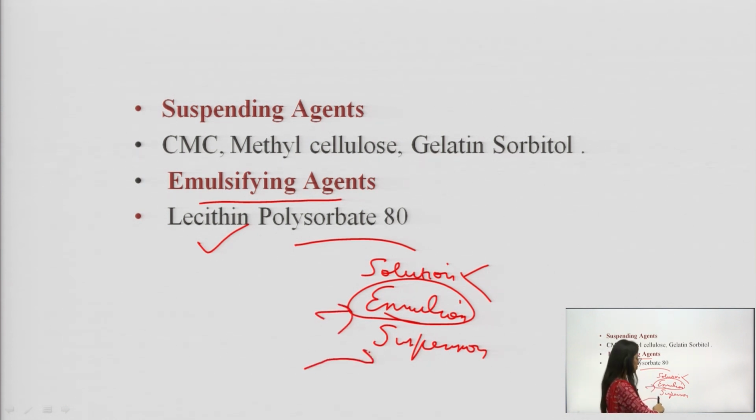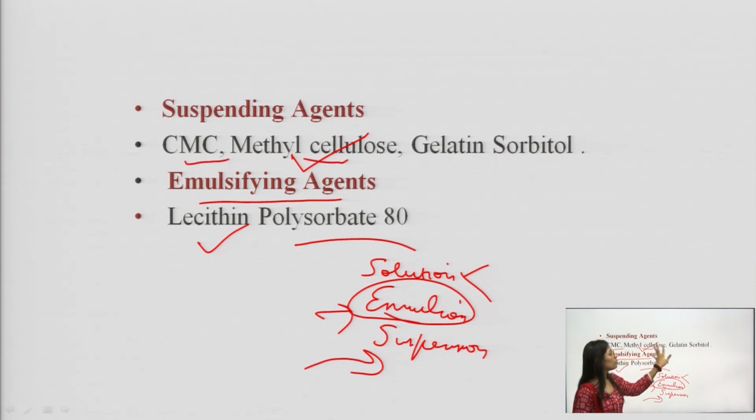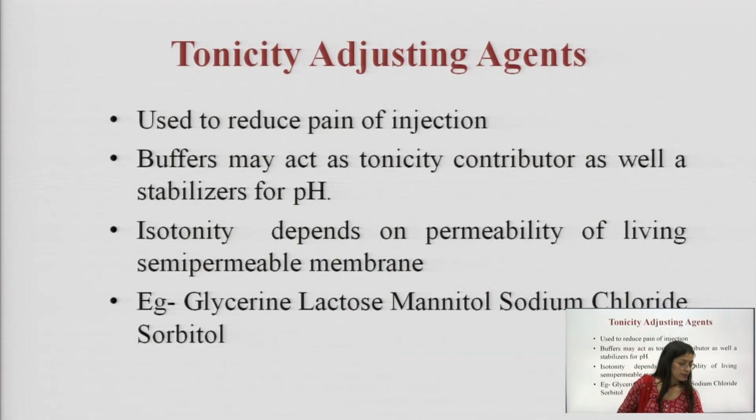Next we have suspension. Suspension, we have suspending agents. Some of the solutions that are suspension need to have suspending agents inside them. That suspending agents provide the stability of a particular formulation. Okay, example CMC, methyl cellulose, gelatin, sorbitol, all these things. Okay, so these are some kind of additives we are going to add inside.